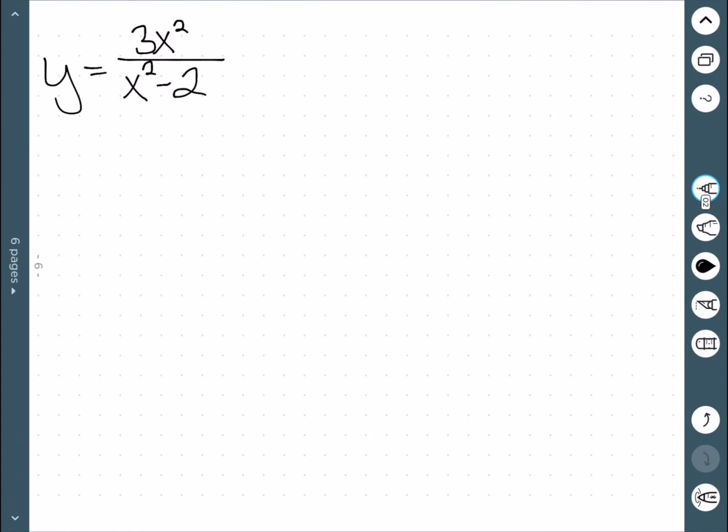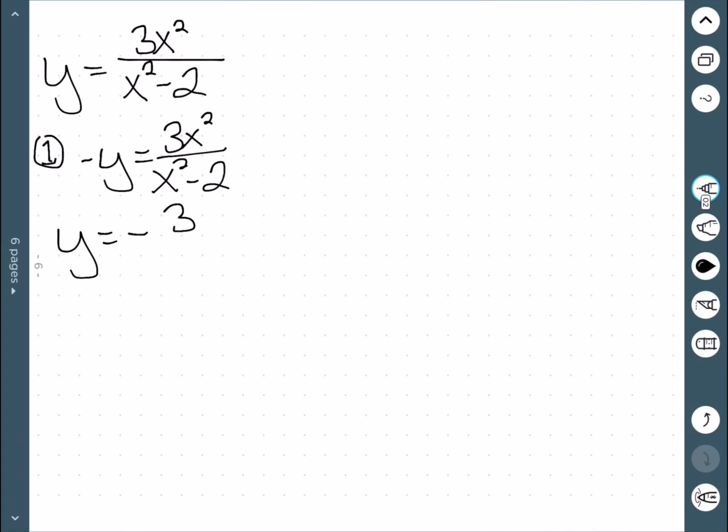Here's our first equation. Step 1 says to replace y by negative y. Now I have negative y equal to 3x squared over x squared minus 2. If I multiply both sides by negative 1, I get y equal to negative 3x squared over x squared minus 2. This is not the same equation, so we do not have x-axis symmetry.